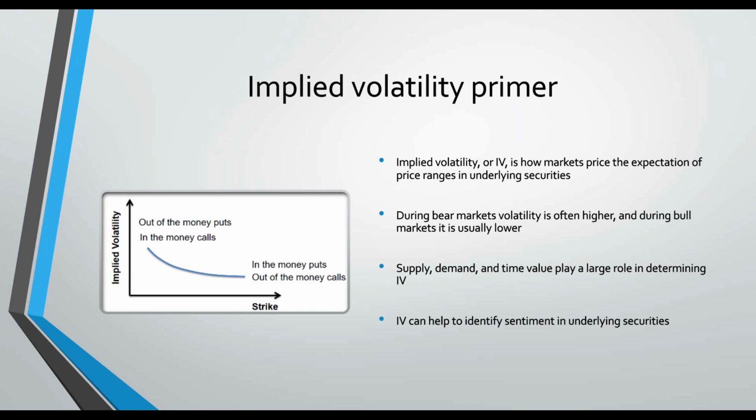First, let's talk about implied volatility. I'm sure a lot of you folks watching this already know, but for everyone that doesn't, implied volatility, or IV, is how markets price the expectation of price ranges in underlying securities. So when you're looking at options, what you're essentially doing is getting a contract for a price and a time, and the implied volatility is pricing probability and also price range. So I think it's really important to take a look at IV when doing any sort of options buying or selling.